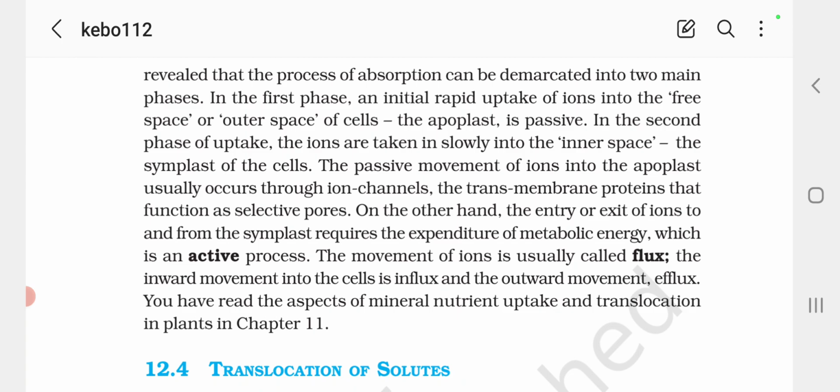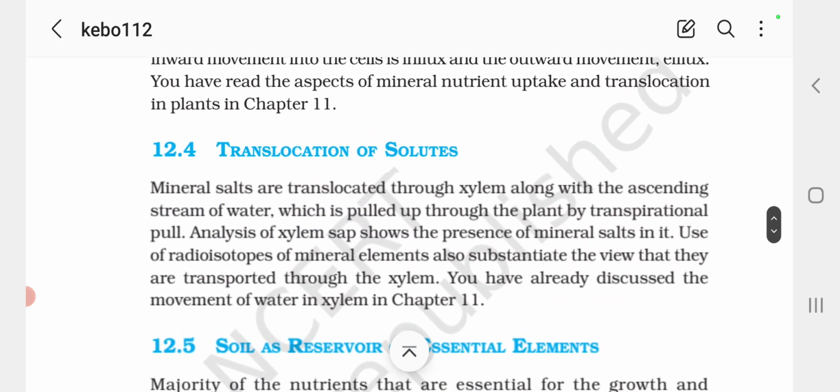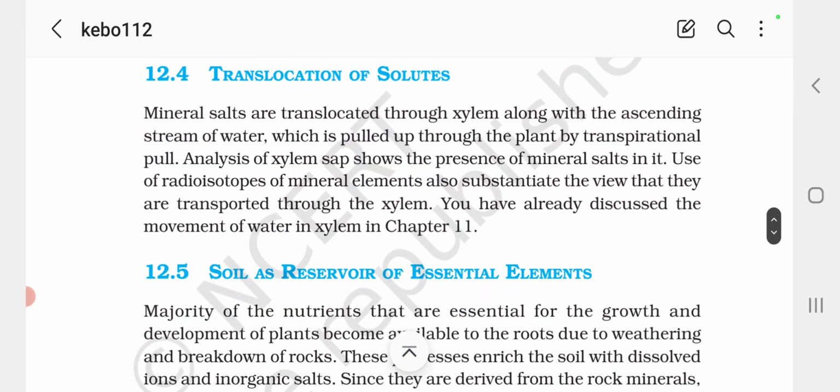The passive movement of the ions into the apoplast usually occurs through the ion channels, the transmembrane proteins that function as selective ports. On the other hand, the entry or the exit of ions to and from the symplast requires the expenditure of metabolic energy, which is an active process. The movement of ions is usually called flux. The inward movement into the cells is influx, and the outward movement is called efflux. You have read the aspects of mineral nutrient uptake and translocation in plants in chapter number 11.